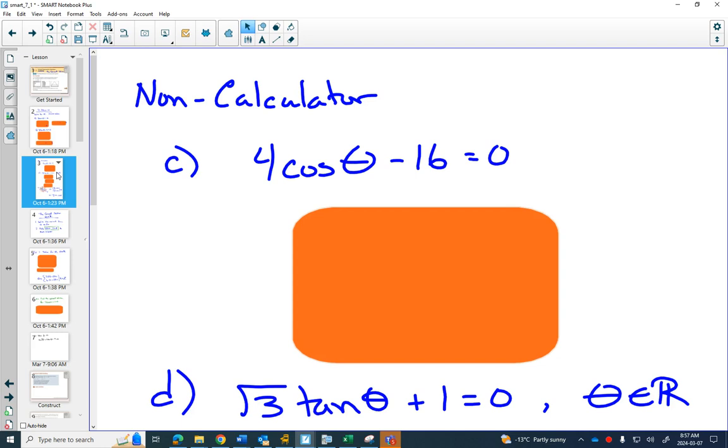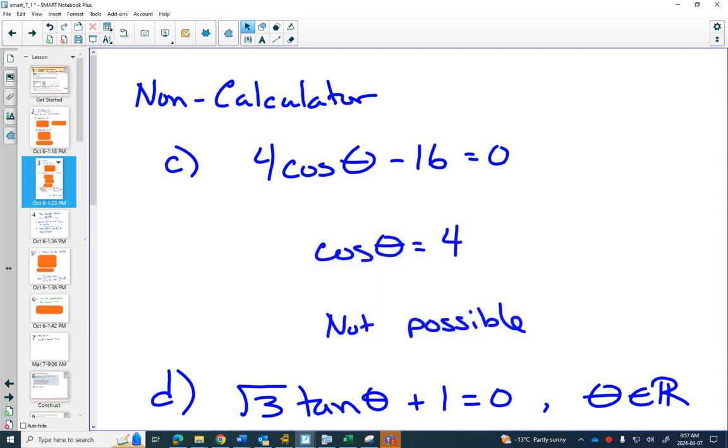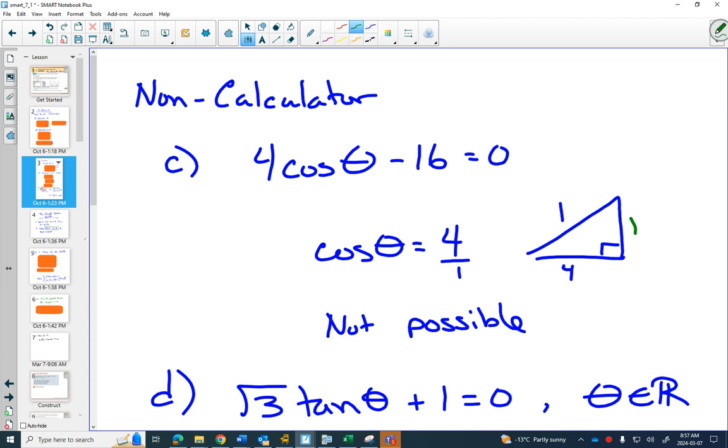It's actually quite easy. It's not possible. Because if cos theta is 4, which you think of as 4 over 1, and you try to draw a right-angled triangle with the adjacent side 4 and the hypotenuse 1, this is a problem. Because you know the hypotenuse has to be the longest side.